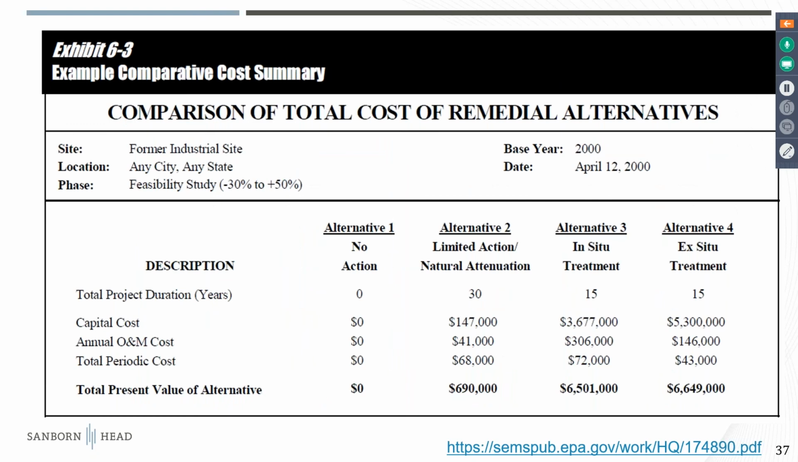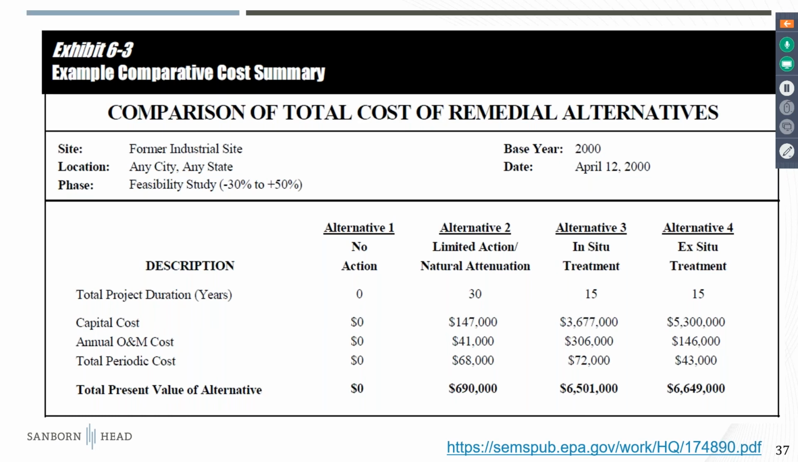And this is a table of just rolling everything up into a nice summary. If you've got 4 alternatives, you want to compare the costs for each one against another. It's divided into the three bigs: capital, annual, and total periodic. And the present value is shown here at the bottom. And in this example, you can see how the present value of these 2 alternatives, 3 and 4, are pretty much identical.